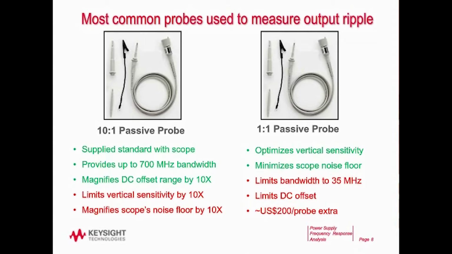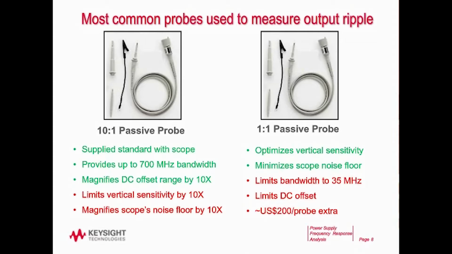Some of the drawbacks of a 10-to-1 passive probe is it does limit your vertical input sensitivity by a factor of 10. So if the scope has a minimum input sensitivity of 1 millivolt per division, as soon as you connect a 10-to-1 probe to it, now it's 10 millivolts per division. And it also magnifies the scope noise floor by a factor of 10. Typically for output ripple measurements, a 1-to-1 probe is a better option because it optimizes your vertical sensitivity. It minimizes the scope's noise floor, but it does have a few drawbacks.